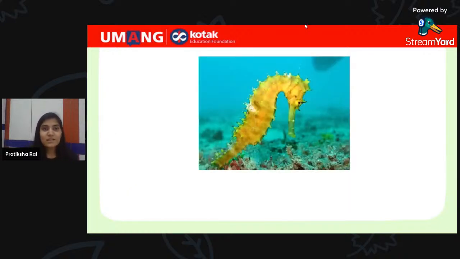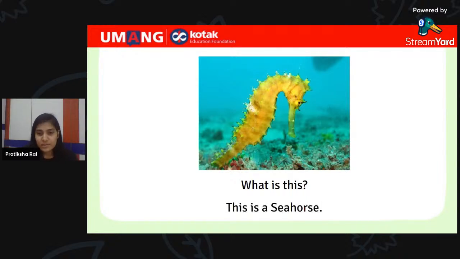Yes, what do you see here? Think about it and tell me, what do you see here? Any guesses? What is this? Have you seen this before? Yes, that's right. This is a seahorse.